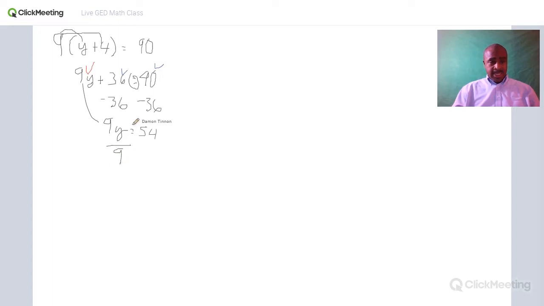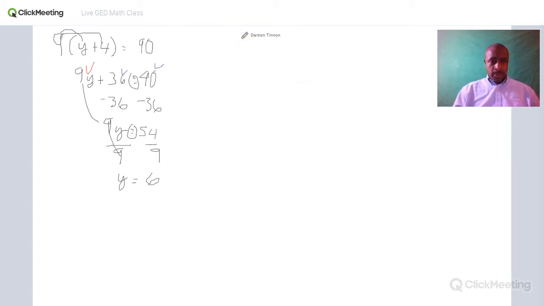And because this is an equation, I'm also going to divide this side by 9. And so that gets canceled out. And so y equals 6. So again, step by step, you're just doing the same steps over and over again. I am going to do one more of these, and then I will hang around to see if you have any questions. So this next one we're going to do here is, let's just do number 8.